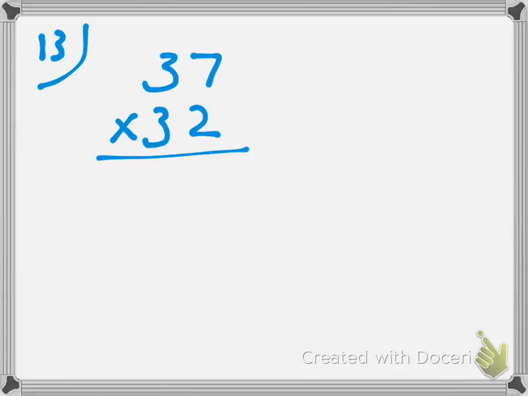That is number 13, and that is 37 times 32. So we're going to start out multiplying by our ones. So 2 times 7 is 14. The 1, we have more to do, so we're going to carry it up here. Then 2 times 3 is 6, plus 1 is 7.